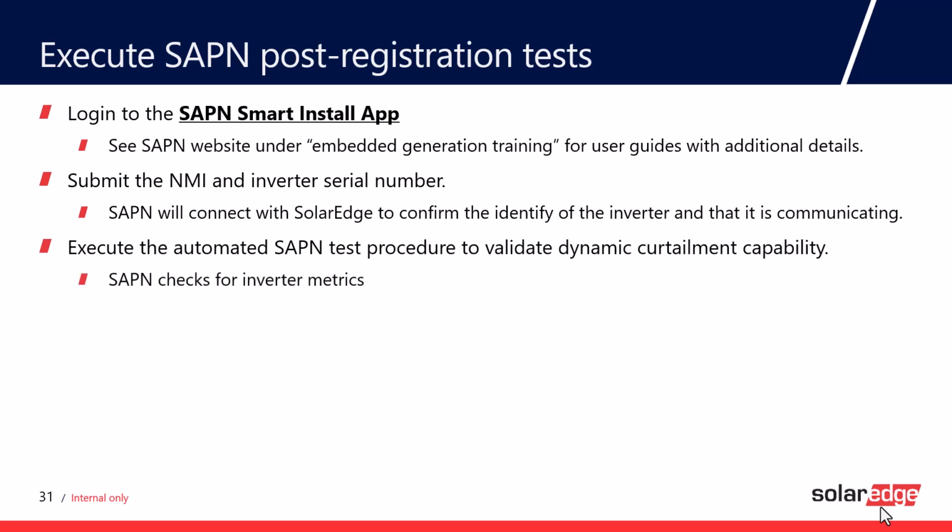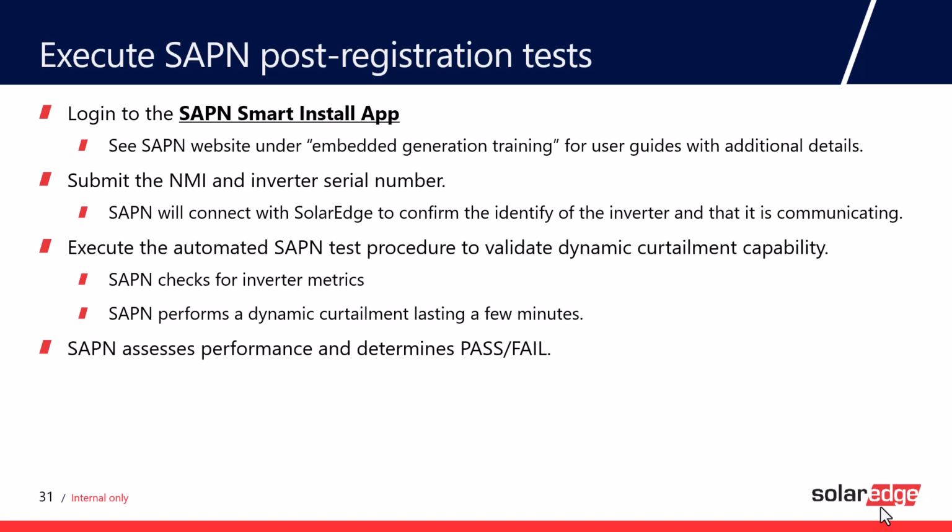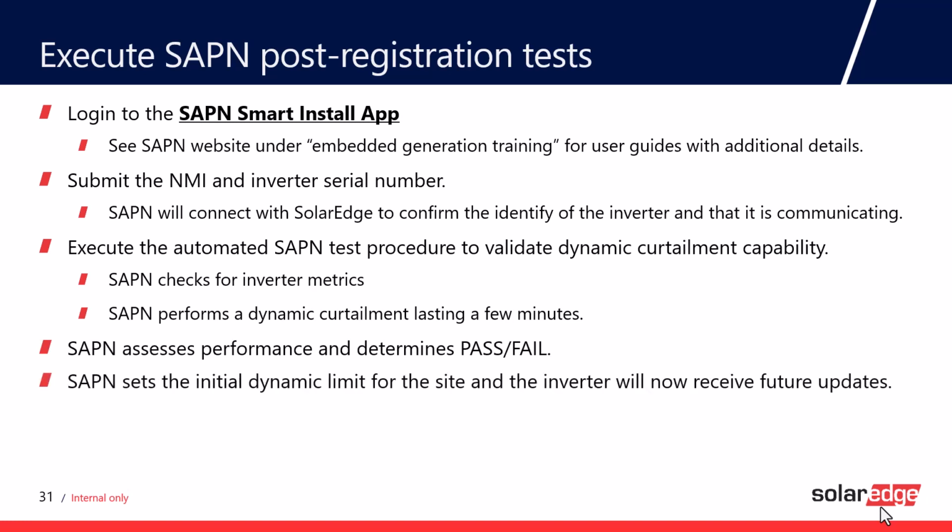And then SAPN will execute an automated test to validate the dynamic curtailment capability. So SAPN via the utility server will be checking the inverter metrics and also performing a dynamic curtailment process lasting a few minutes, and then you'll get a pass or fail result. If it passes, SAPN will then set the dynamic limit for the site, and the system will operate as usual because the site is now registered for dynamic exports.